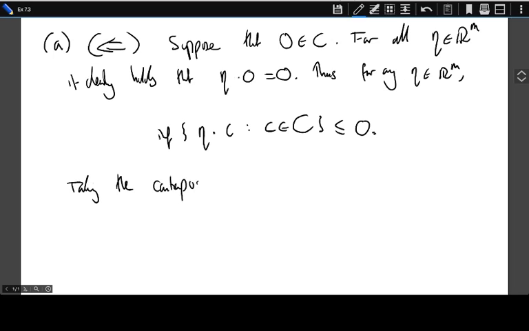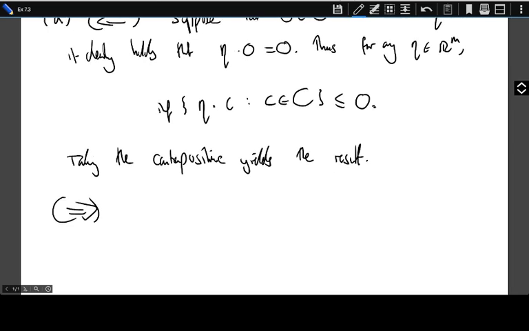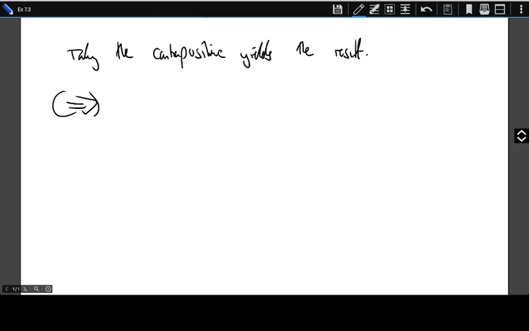Taking the contrapositive yields the result. So that is that if there is some eta for which this infimum is greater than 0, then naught is not an element of C. Now for the other direction. That first direction doesn't require any additional assumptions on C, not that it's closed or convex or anything like that, but this direction does.